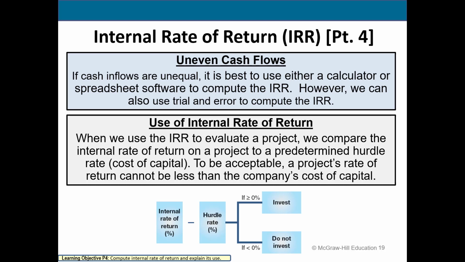And the bottom part shows the decision rule for the internal rate of return. If the internal rate of return minus the hurdle rate is greater than 0, we will invest. And if it's less than 0, then they should not invest.